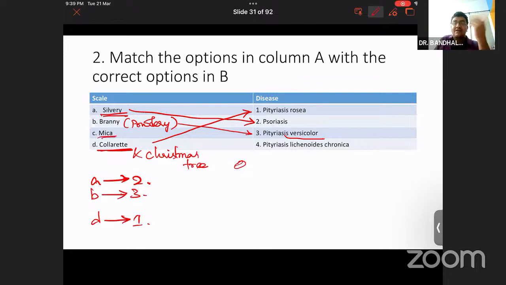So we are left with micaceous. The only option left is micaceous scales, seen in pityriasis lichenoides chronica. So in this, the easiest options are A, silvery scales in psoriasis, and collarette scales in P. rosea. We just think branny means powdery. In P. versicolor, if you scratch the lesions, there will be powder-like scales. So branny scales are seen in P. versicolor, and the only option left is micaceous, seen in pityriasis lichenoides chronica. So you have to know the nature of the scales and the conditions associated with them.